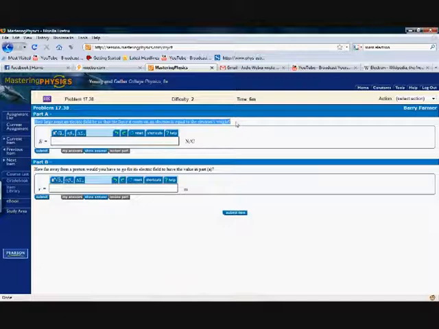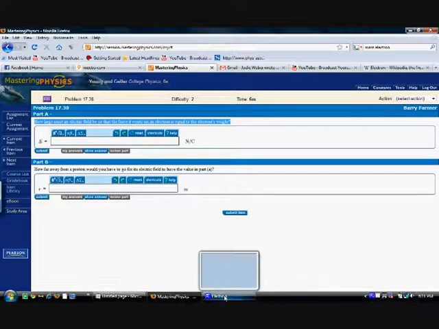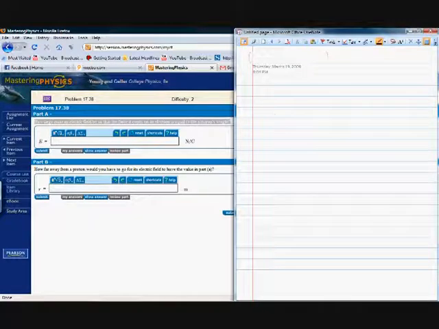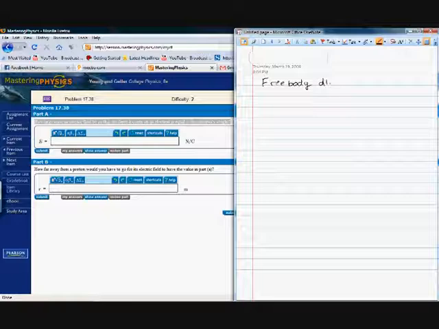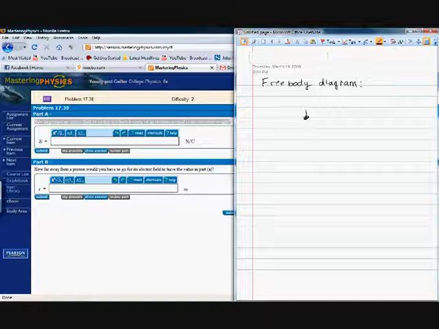How large must an electric field be so that the force on the electron is equal to the electron's weight? Alright, so in this problem, the first step would be to create a free body diagram. In this free body diagram we're going to have weight, the force due to gravity, going down, and we're going to have the Coulomb force, F sub c, going up.